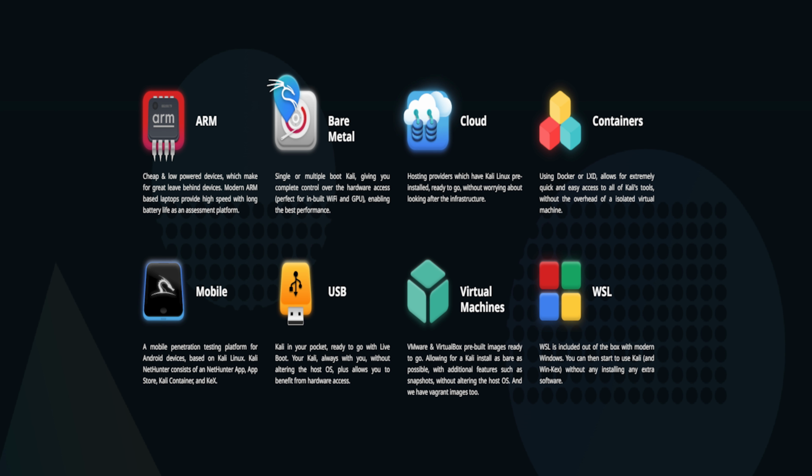Virtual machine. VMware and VirtualBox pre-built images ready to go, allowing for a Kali install as bare as possible, with additional features such as snapshots, without altering the host OS. And we have Vagrant images too.